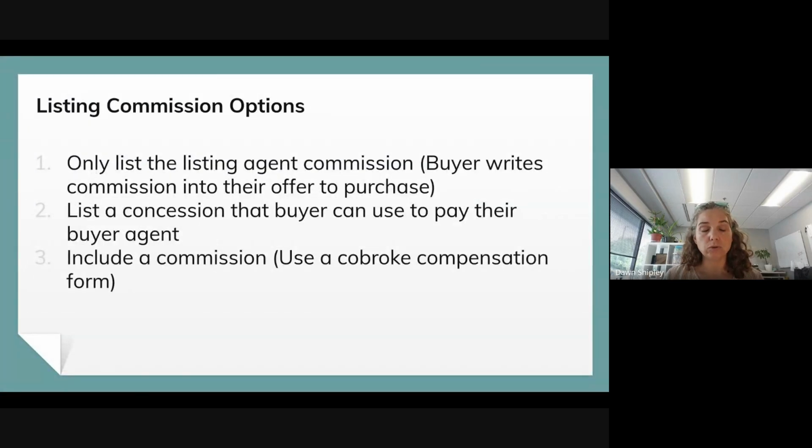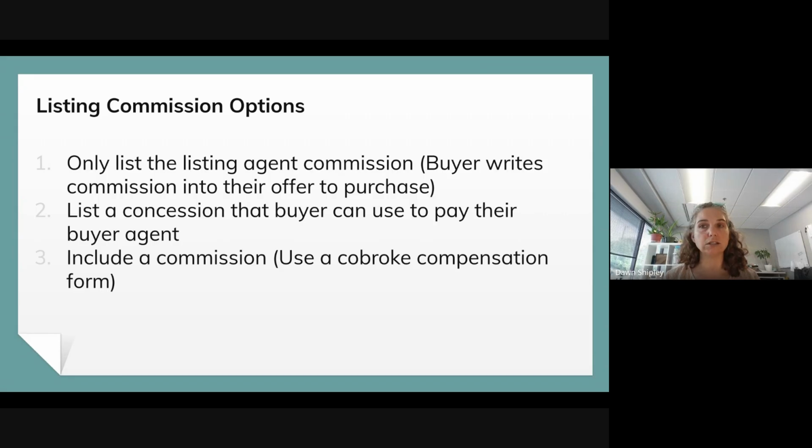Option two is maybe I would like to be able to say to a buyer agent that, yes, we are offering a concession. Again, the buyer is going to write this commission into their offer to purchase, but the seller has agreed to a certain amount that we're going to offer. So this is if we want to be clear that we're offering a certain amount. And they may write a different amount in there, but this is what the seller is agreeing to already. So option two is we would list a concession that the buyer can use to pay their buyer agent.